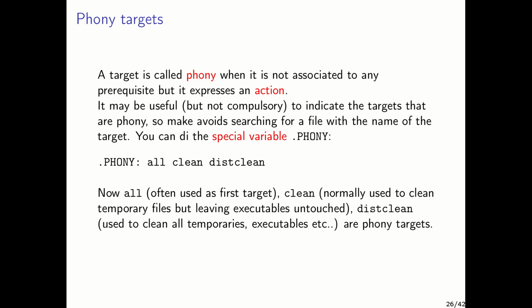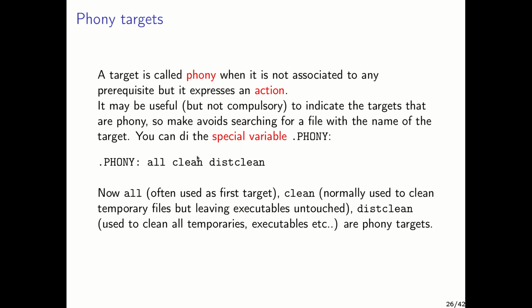I've talked about phony targets. A target is called phony if it is not associated to a file, but it expresses an action. Normally, phony targets are all, that is normally the first target in your program, clean, for cleaning, and distclean, for cleaning. A difference normally between clean and distclean is that clean cleans, but not everything. It doesn't clean, for instance, libraries. Distclean really cleans everything, okay? Normally, you don't have to do anything, but it is better to specify that those are phony targets.